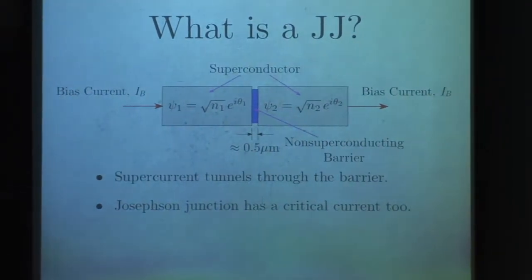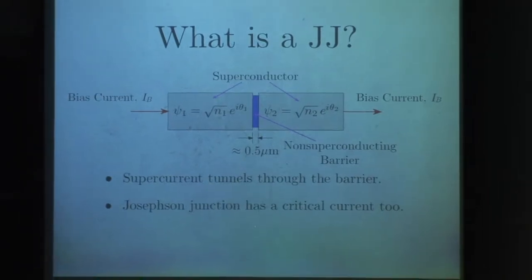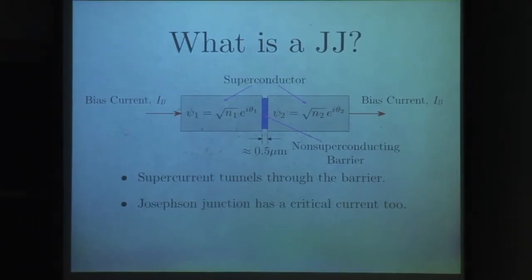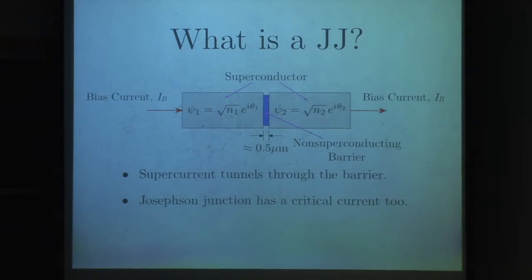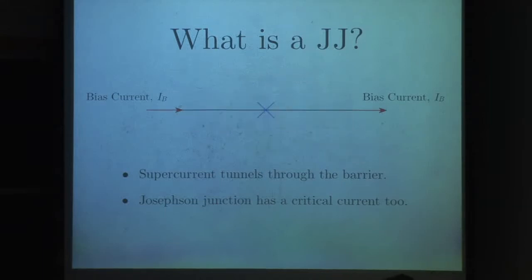When a Josephson junction is biased by a current, which we label as IB, there's a supercurrent that tunnels through the junction. So the whole system will act as a superconductor as a whole. A Josephson junction has a critical current like a superconductor too. And this is the schematic of a Josephson junction.